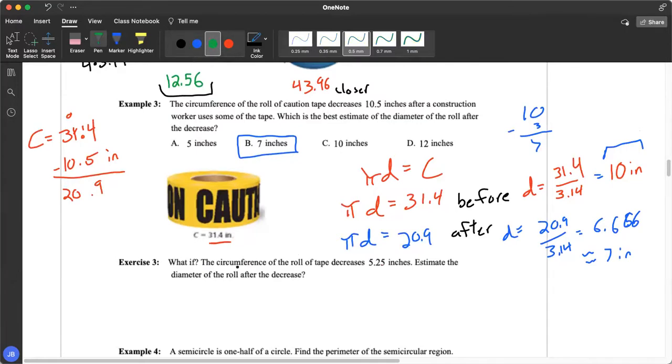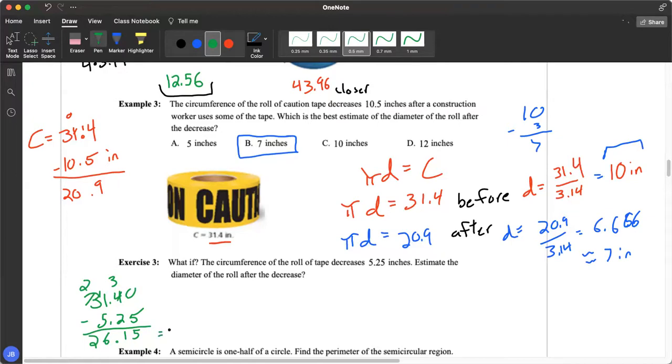Okay. So now we're on the right track here. So what if now the circumference decreases 5.25 inches? So we went from 31.4. Now we're going to subtract 5.25 inches. So now we should get something like, get a 5 here, a 1. Got to steal a 10 from this side. So now we go from 31.4 inches to 26.15 inches. Can anybody tell me what we do with the 26.15 to get the diameter?